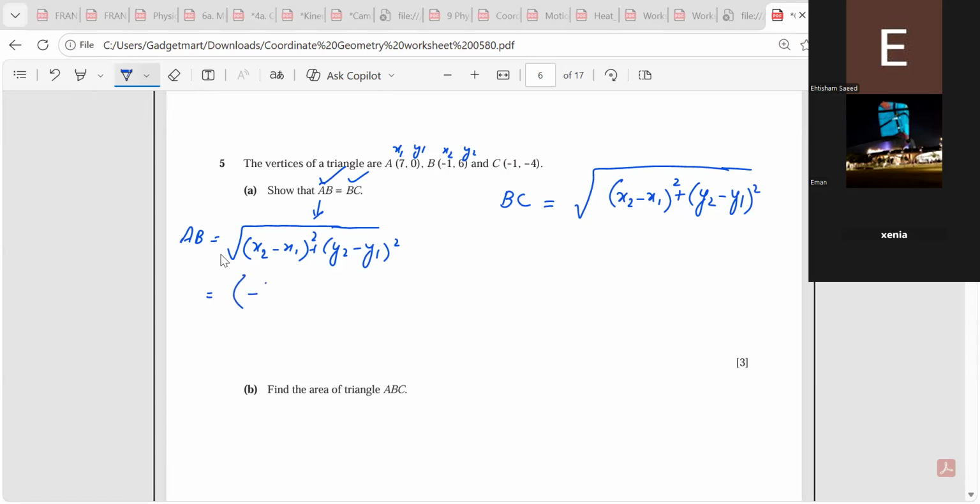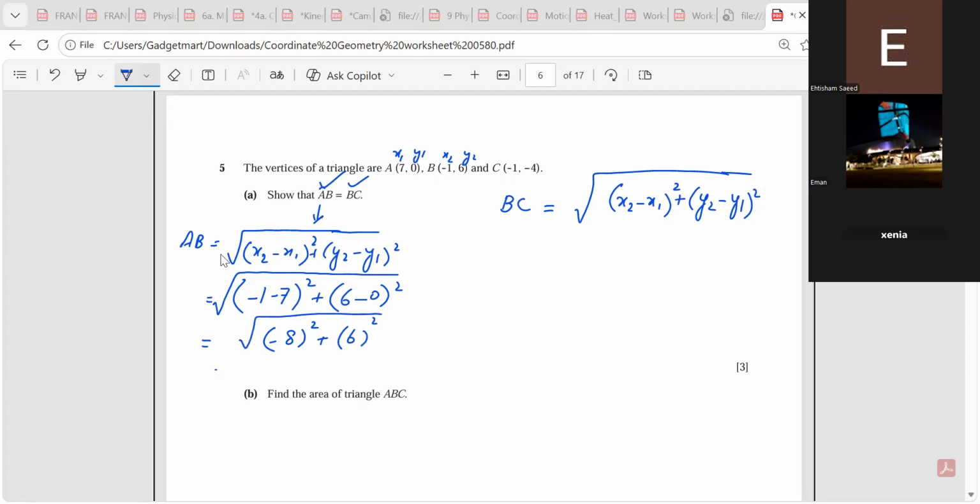So I will be putting in this case, your x1, x2 are already given. So putting it -1, -7, taking square, then plus y2 is your 6, y1 is 0, so taking its square and then root on it. So this is -8 square, then plus 6 square, and then root. This is equal to 8 eights are 64. This will be plus 36 and root. So this is going to be root of 100, that is equal to 10. ठीक है जी.